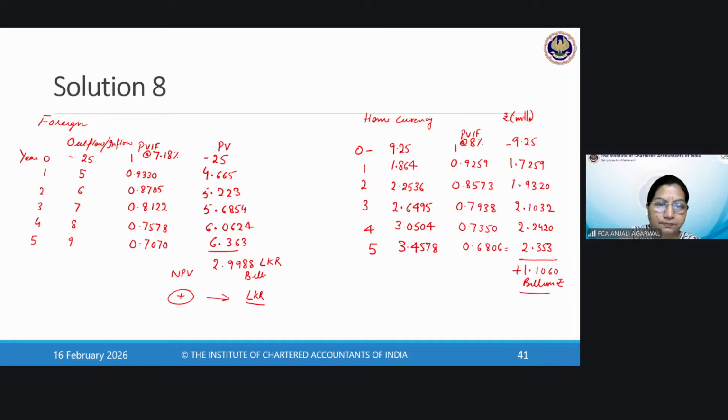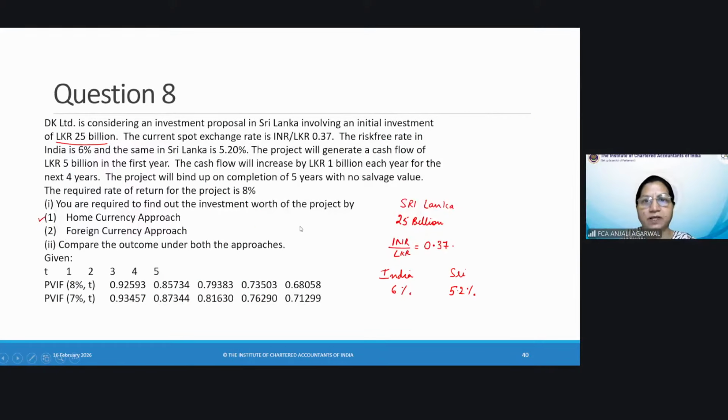So both are giving the positive outcome. The project is good. But if you convert 2.9988 into Indian rupee today, that gives 1.1095. So it's giving 1.1095 higher as compared to 1.1060. Right? So this is how you will approach the questions on international financial management.